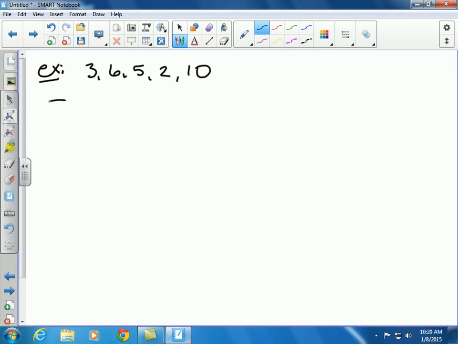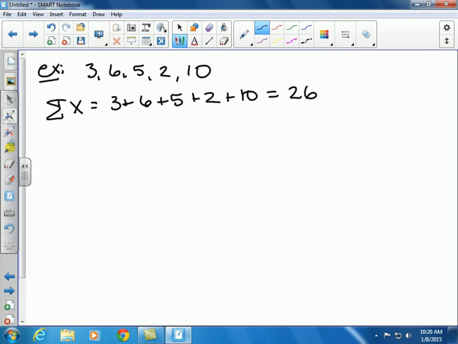Okay, so if I want to sum x, what do I do? I add them all up. 3 plus 6 plus 5 plus 2 plus 10, and that happens to be 9 plus 5 is 14 plus 2 is 16. How about 26? Okay, so the sum there is 26.